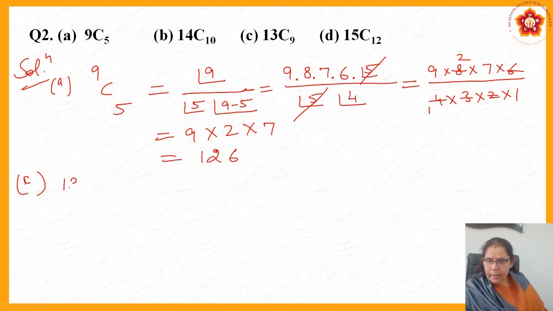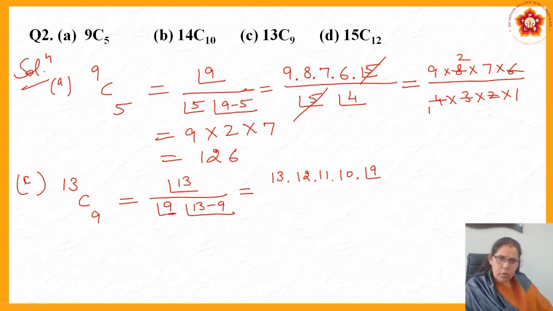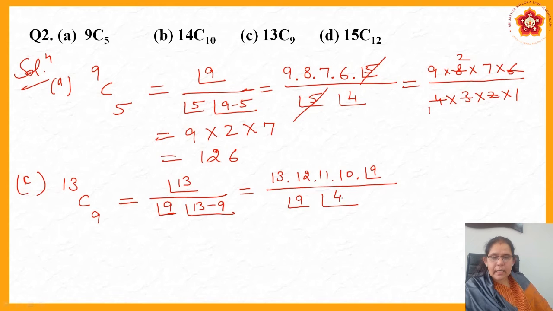I'll do one more part, and remaining two parts you can do yourself. I am solving 13C9. Same method, factorial 13 upon factorial 9 into factorial 13 minus 9. So factorial 13 can be written as 13 into 12 into 11 into 10 into factorial 9. You just see in the denominator, we need factorial 9. So write factorial 9 as it is. Here it will be factorial 9. And what is 13 minus 9? 13 minus 9 is 4.